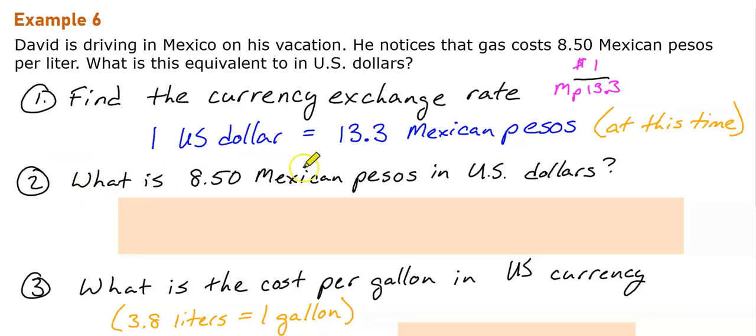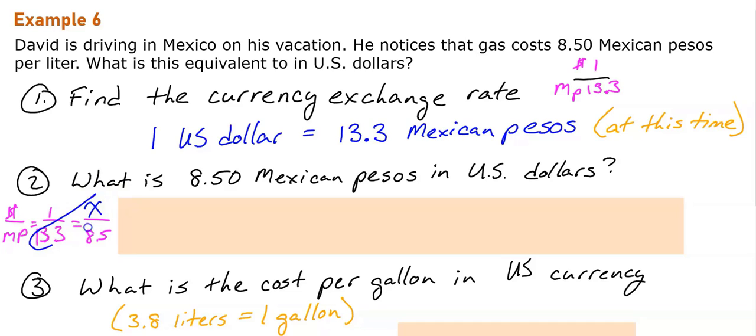So what is 8.5 Mexican pesos in US dollars? I know dollars are on the top, Mexican pesos are on the bottom, and that would be 1 over 13.3 equals, and then I also know that I have 8.5 pesos, so that's on the bottom, and on the top would be my x.